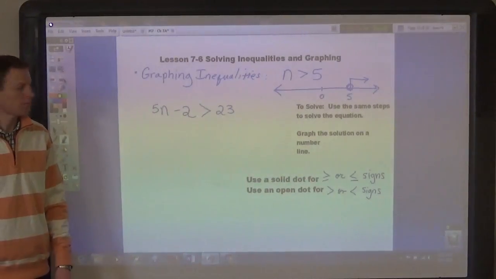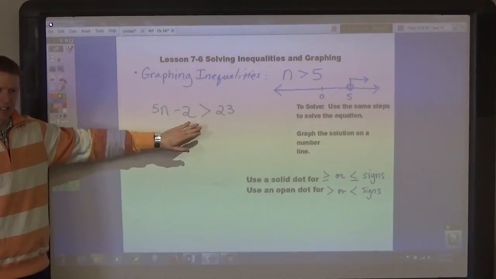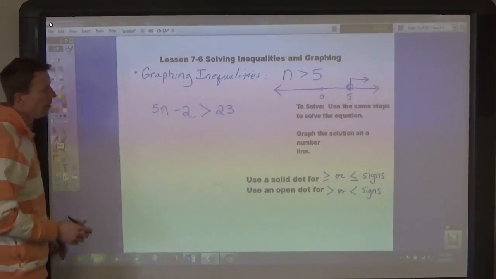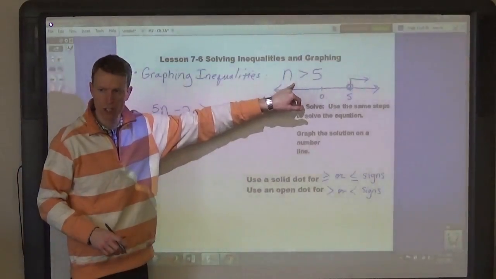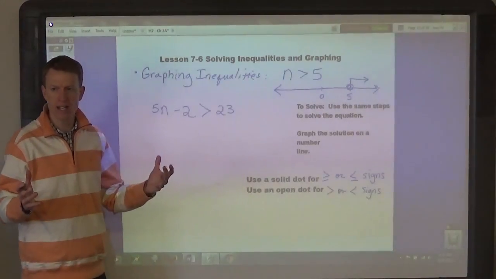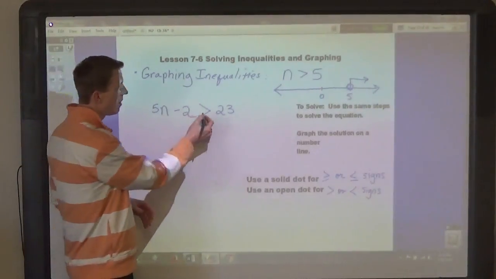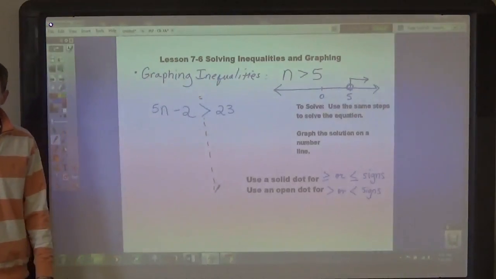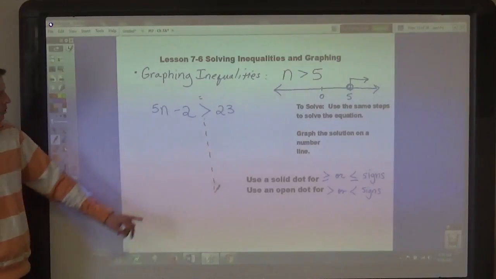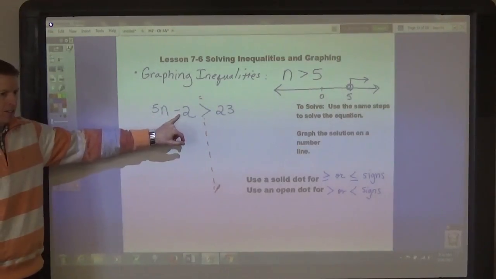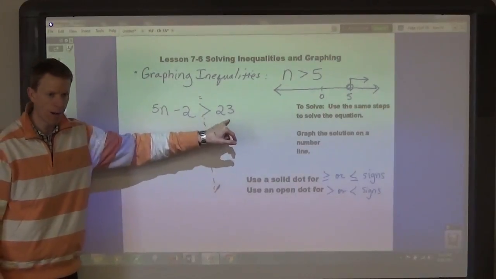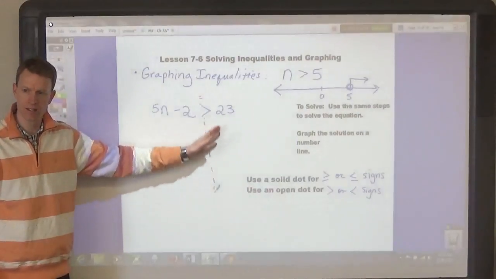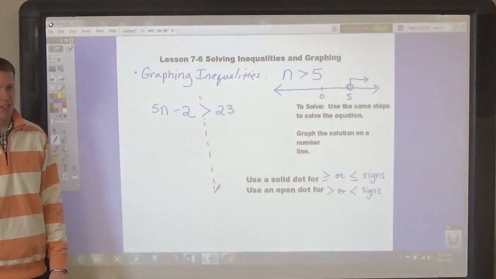Okay? So, how would we solve this? Well, first of all, when you're solving an inequality, just to get to this part of the solution, you solve it the same way you solve any other equation. You treat this like an equal sign. So you divide this in half again. Everybody do that. Write this one down: 5n minus 2 is greater than 23. And you still divide this into two sides, and then solve it for n.